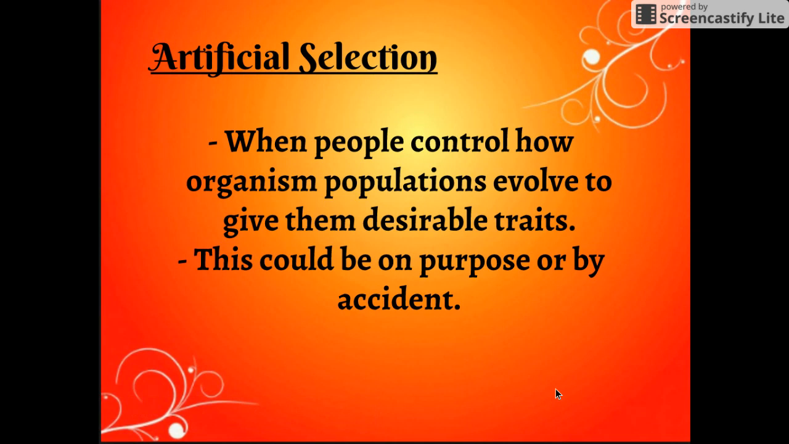So another type of evolution that I know is sort of brushed over by a lot of teachers and a lot of textbooks is artificial selection, and I wanted to dig a little bit deeper into it because we do it all the time as humans. We select organism populations, and it's important to know that people are doing it either on purpose or by accident. So the definition is officially when people control how organism populations evolve to give them desirable traits. This could be on purpose or by accident.